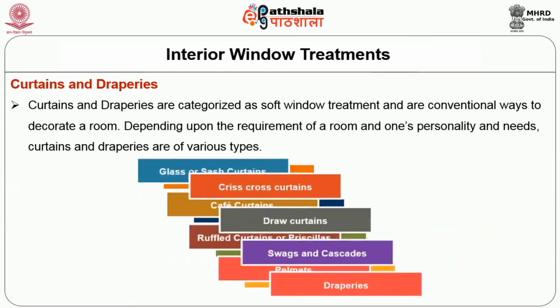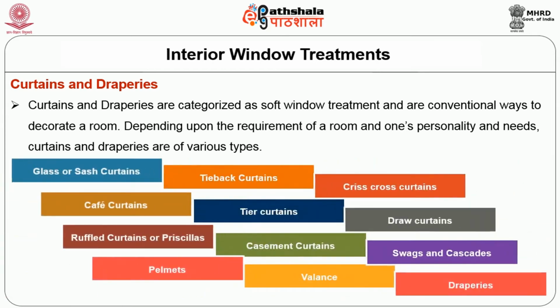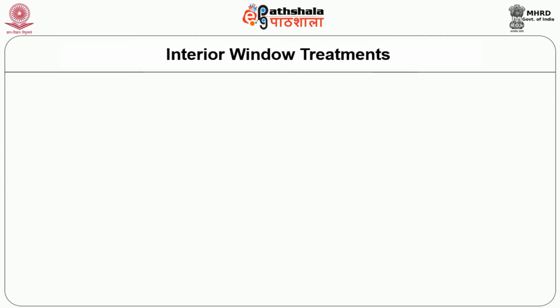The curtains are classified as glass or sash curtains, tie-back curtains, crisscross curtains, cave curtains, tier curtains, draw curtains, ruffle curtains or priscillas, casement curtains, swags and cascades, pelmets, valance and draperies.